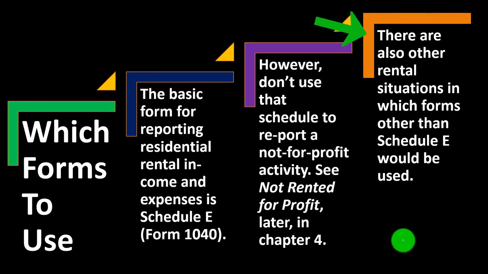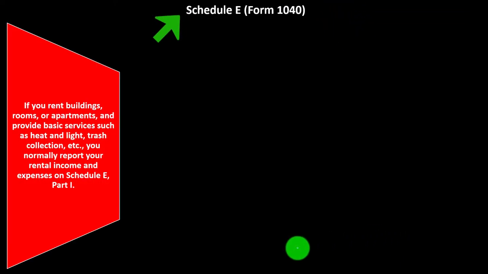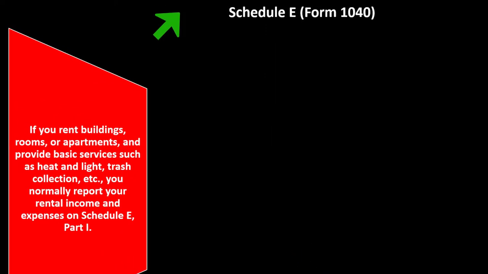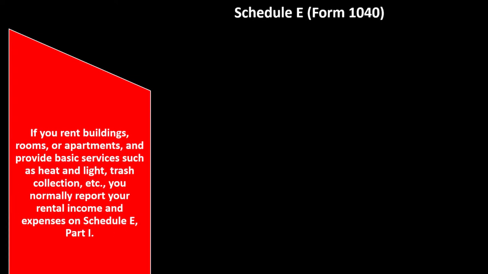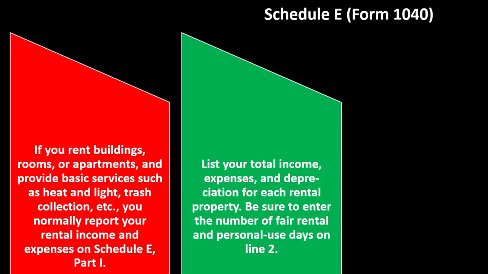There are also other rental situations in which forms other than Schedule E would be used. Schedule E, Form 1040: if you rent buildings, rooms, or apartments and provide basic services such as heat and light, trash collection, etc., you normally report your rental income and expenses on Schedule E, Part 1.